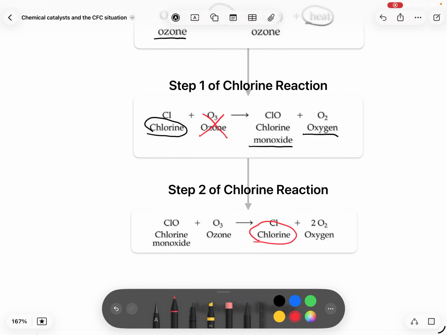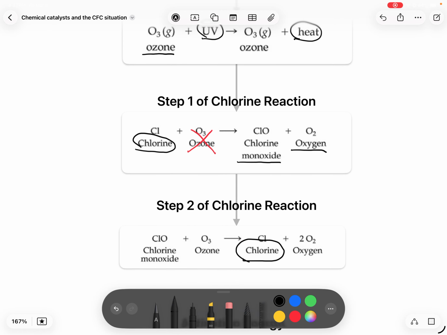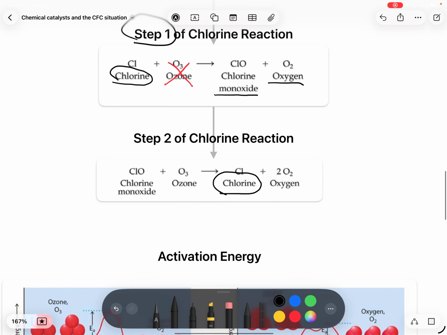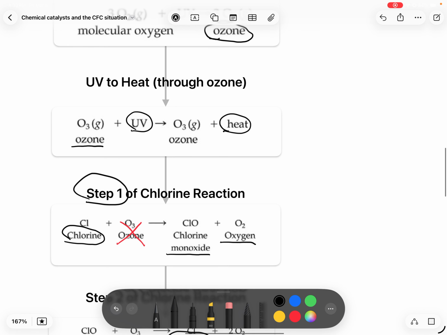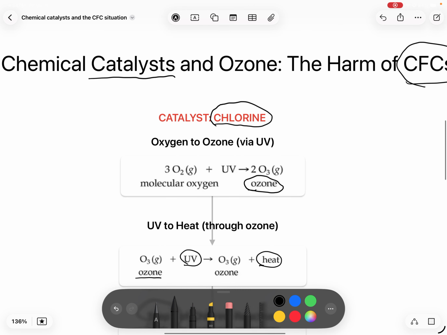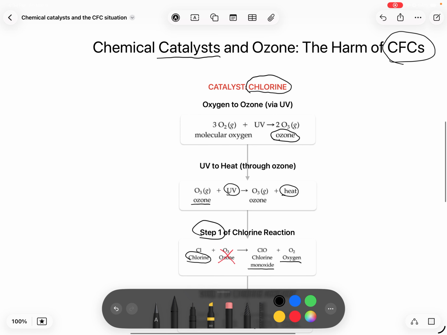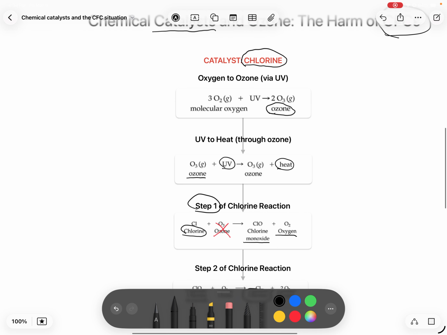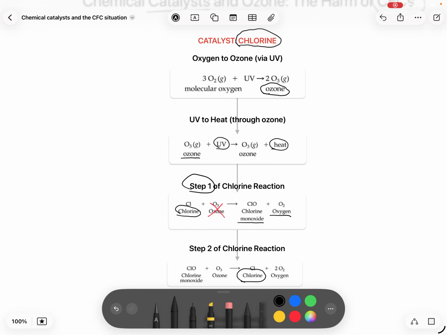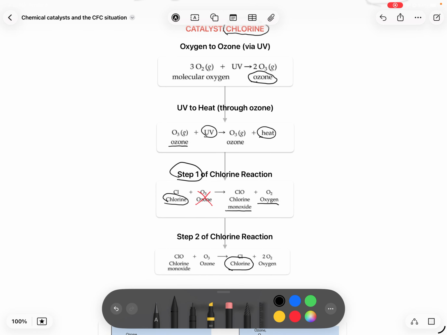The reason for this is that chlorine is the chemical catalyst right here. It helps to speed up this reaction in step 1, which is why the ozone goes away faster and makes a hole. And in step 2, we still have the chlorine. So the chlorine destroys the ozone, comes back, and destroys yet more ozone. That's why chlorine, as a chemical catalyst, as a result of CFCs, is so harmful to the environment: it's destroying the ozone layer, which exposes us to much greater UV levels, because the ozone layer is there to protect us from the UV rays coming in from space.